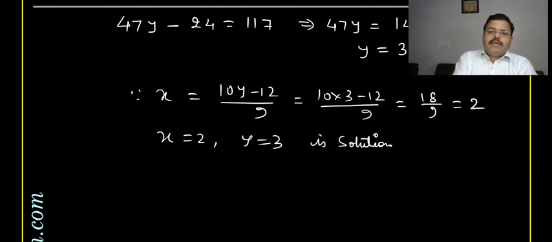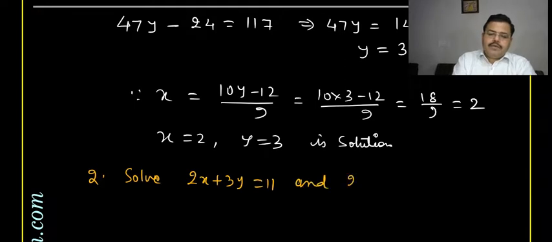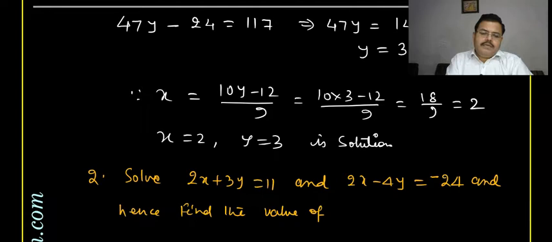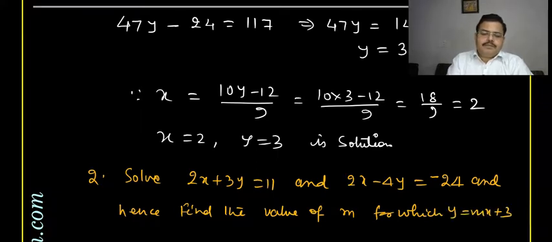Now looking at the second question, question number 2: solve 2x plus 3y is equal to 11 and 2x minus 4y is equal to minus 24, and hence find the value of m for which y is equal to mx plus 3.